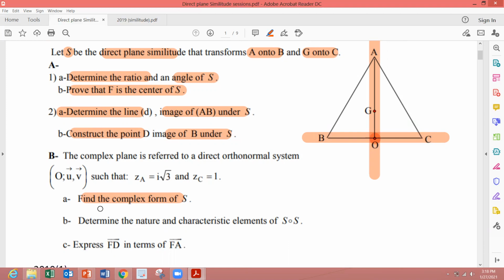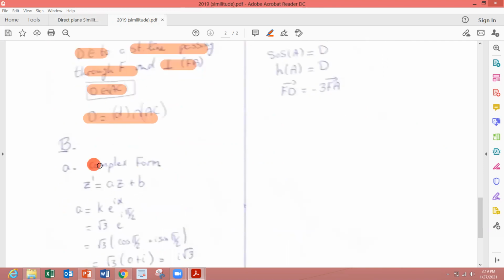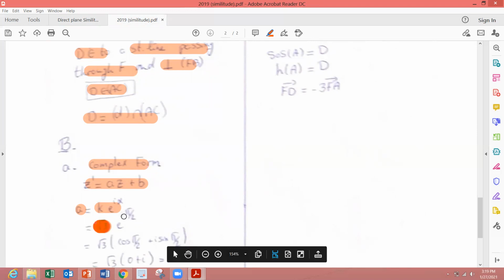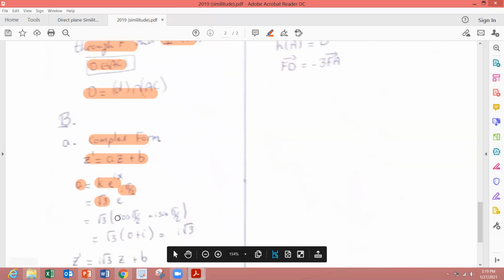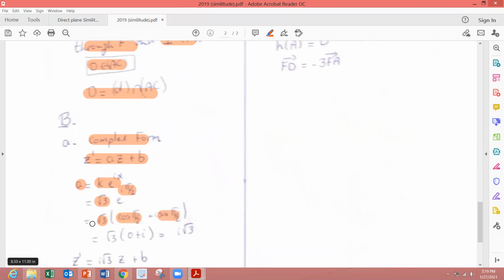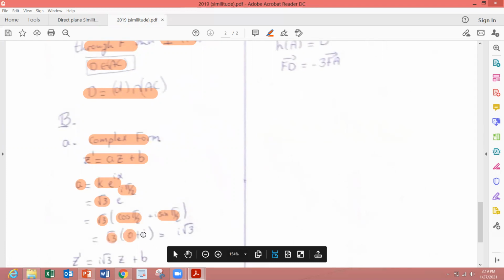Z prime equals aZ plus b. What does a equal? a is k e to the i angle. Yesterday we saw the complex form, Z prime equals aZ plus b, with a equal to k e to the i alpha. What is k? Radical 3. And the angle is pi over 2. I change it to trigonometric form: radical 3 times cosine pi over 2 plus i sine pi over 2. Cosine 90 is 0, sine 90 is 1, so it equals i radical 3.